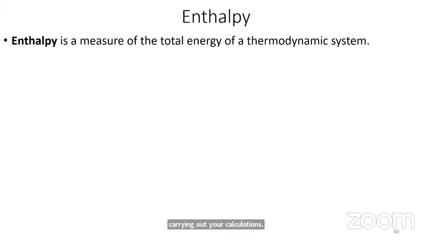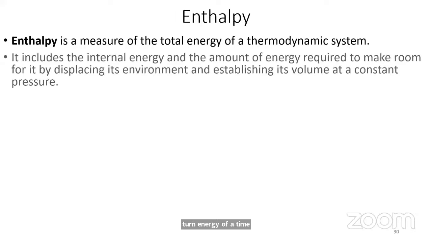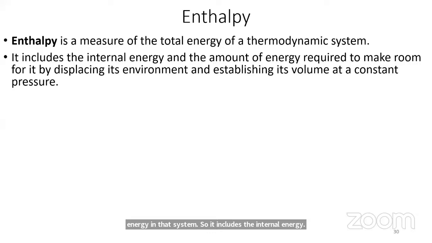So when I look at entropy, what do you mean by entropy? It's a measure of the total energy of a thermodynamic system. So we are looking at the total energy in that system. It includes the internal energy, the amount of energy required to make room for it by displacing its environment and establishing its volume at a constant temperature. So when you're talking about entropy, you're talking about the total amount of energy, also in relation to the volume and the pressure.